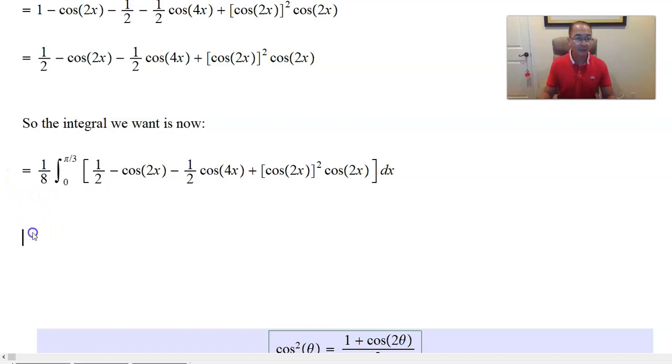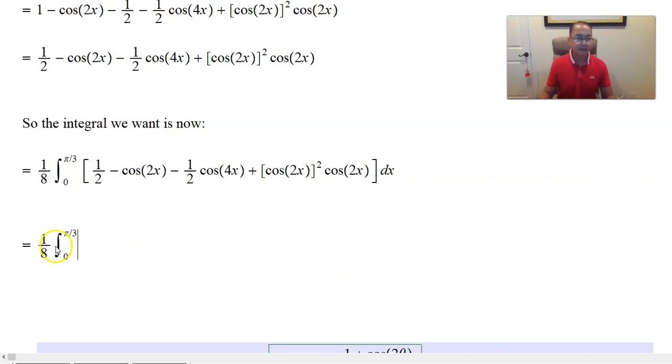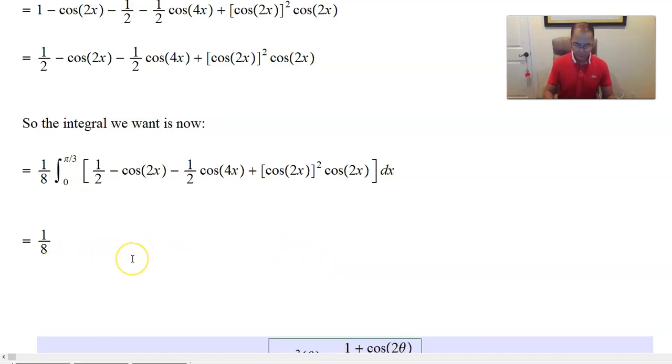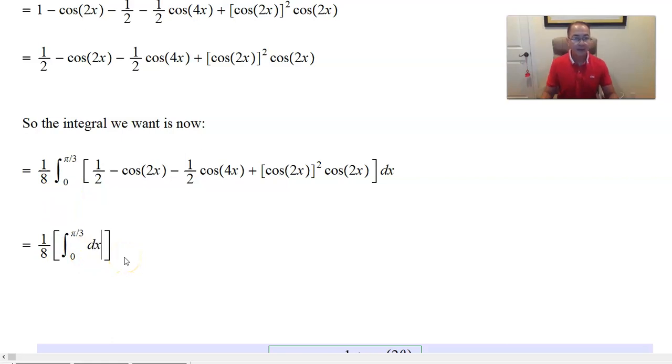There will be 4 pieces. And shall we keep the 1/8 outside? Yeah, let's keep the 1/8 outside. Bracket. So we have 0 to pi over 3 dx. Oh, and there will be 4 of them. So it's going to be plus, minus, minus, plus. Let's make 4 copies of this. Put it together.